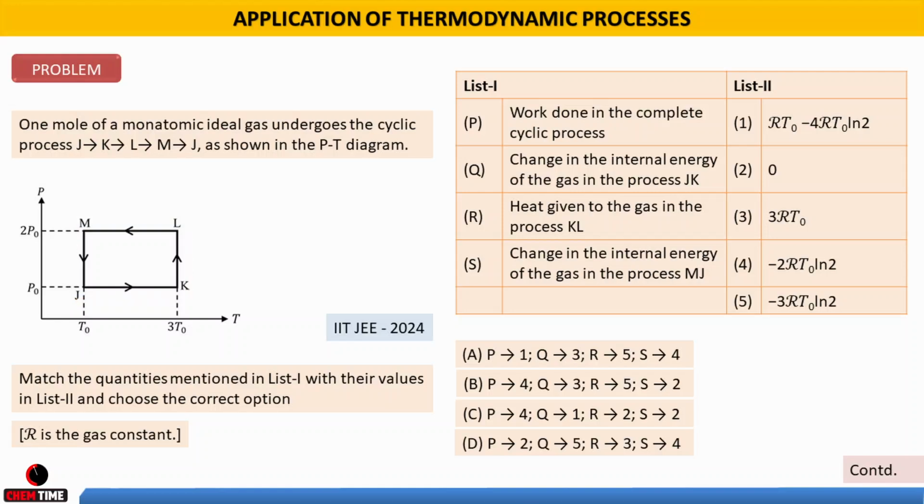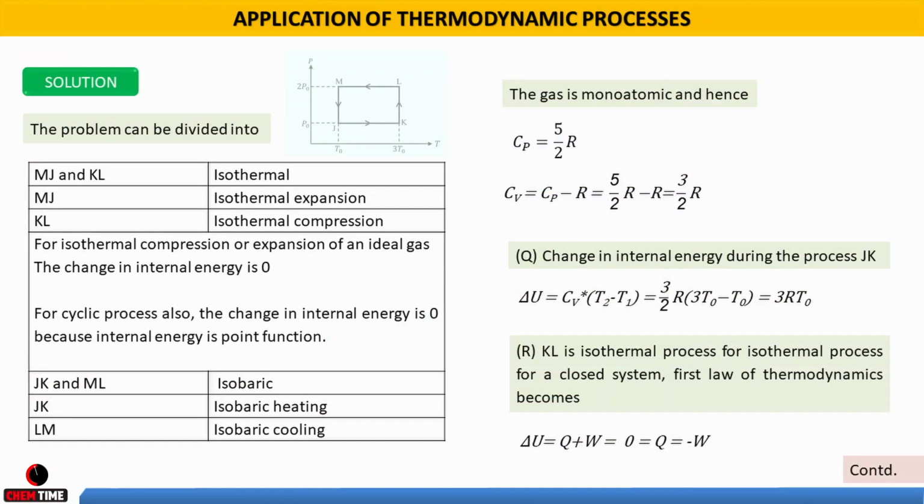And there are two lists given, list 1 and list 2. We have to match the options given in list 1 with that of list 2. There are 4 choices given. Now, first of all, let us break down the processes. MJ and KL both are isothermal. In case of MJ, it is isothermal expansion, and in case of KL, it is isothermal compression.